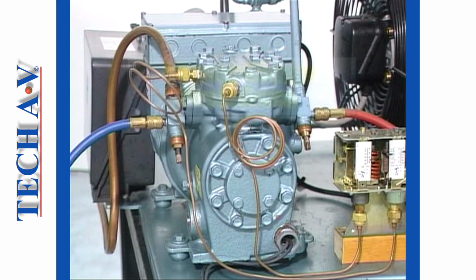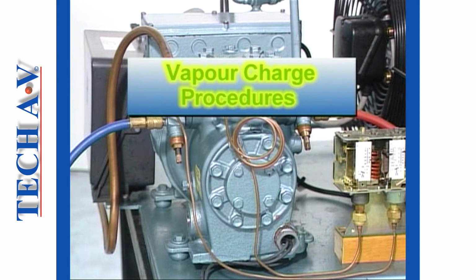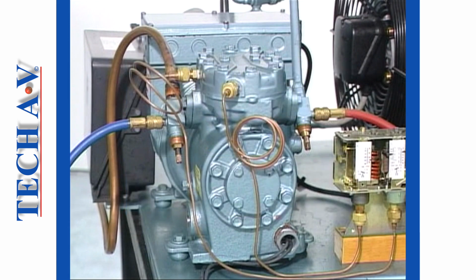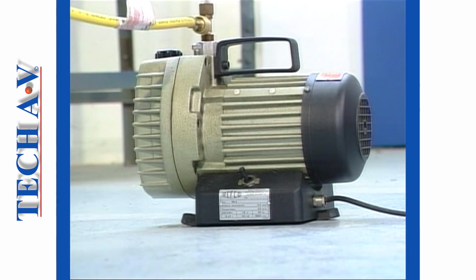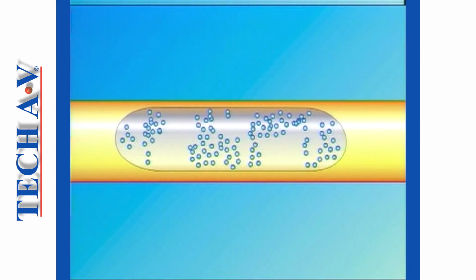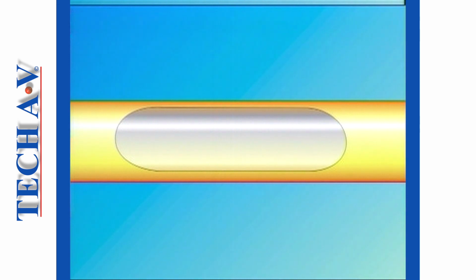During this program, you will learn how to conduct a typical refrigerant charge procedure to an air-cooled, semi-hermetic commercial refrigeration unit. We shall also overview some important and useful maintenance tips. You will recall that we concluded the previous program with an evacuation of the system in order to remove all traces of air and moisture.